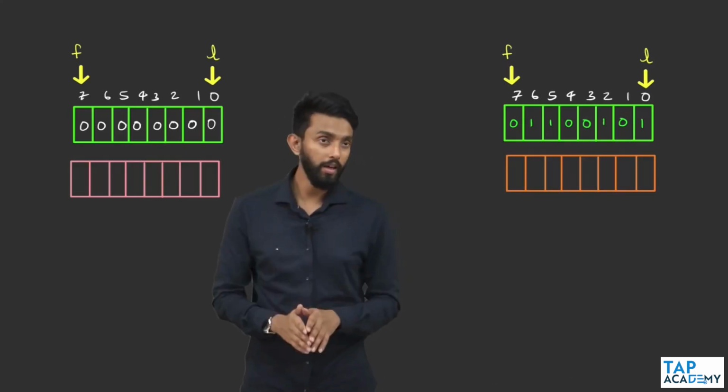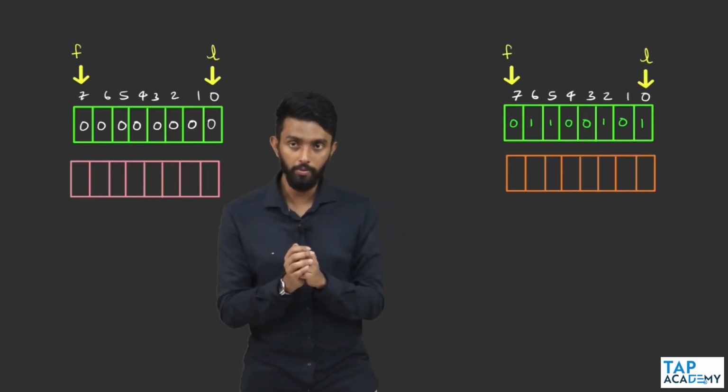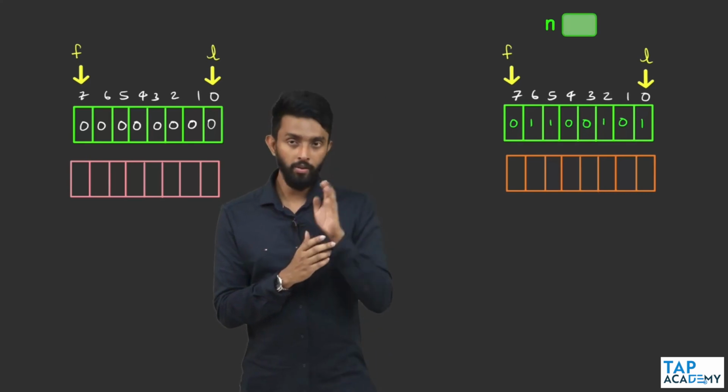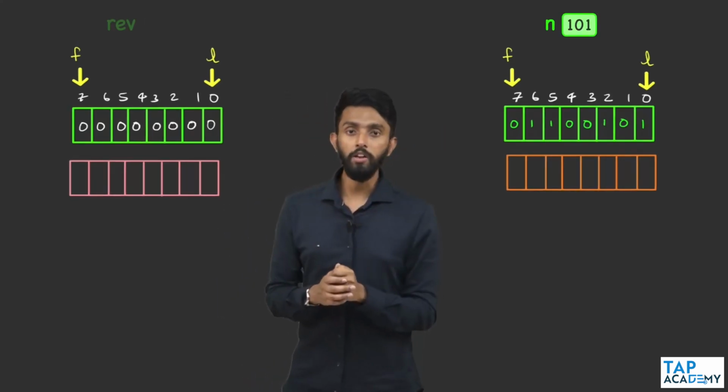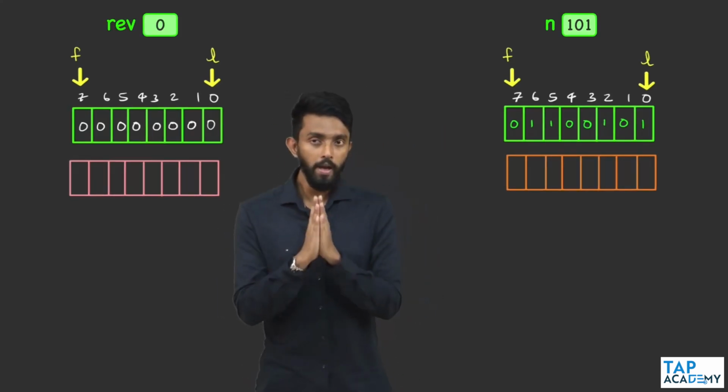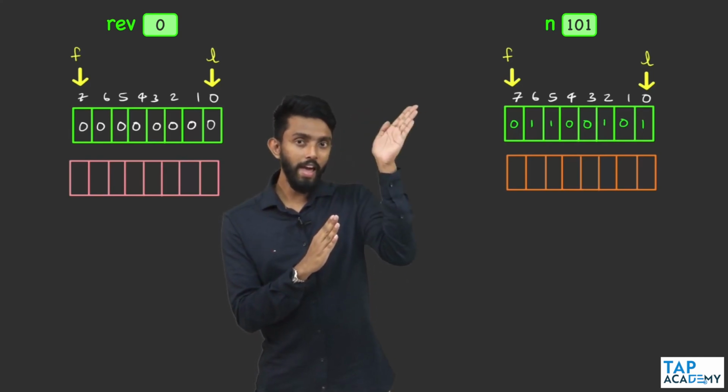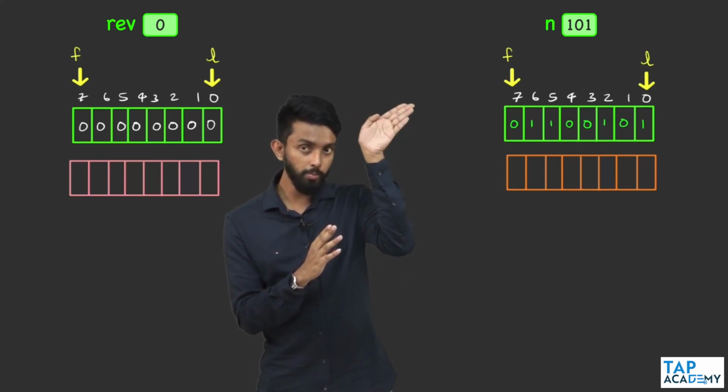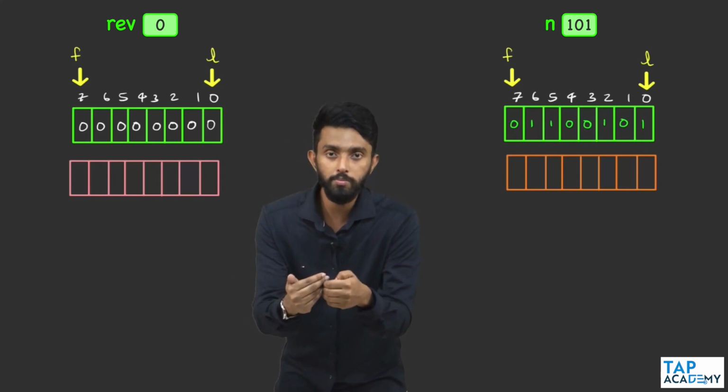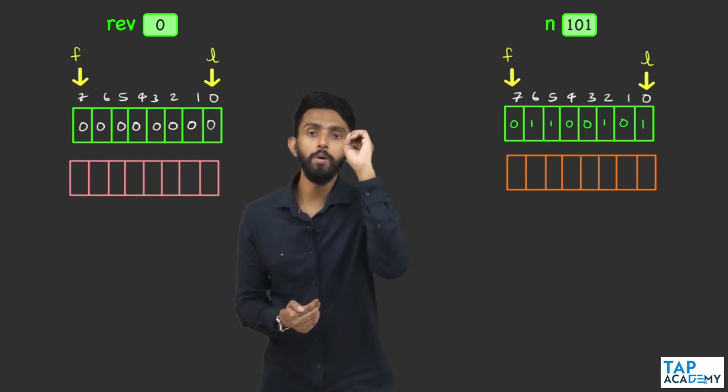Let me show you. Now listen to me carefully. I have one setup ready here with me, okay? This is N, 101. That is reverse. Initially reverse is 0. As you can see, automatically F points to the first bit, which is at position 7 if count starts from 0. L is at the last bit, which is 0.